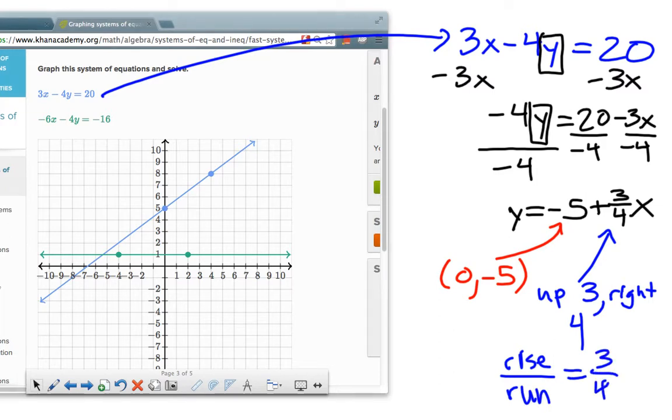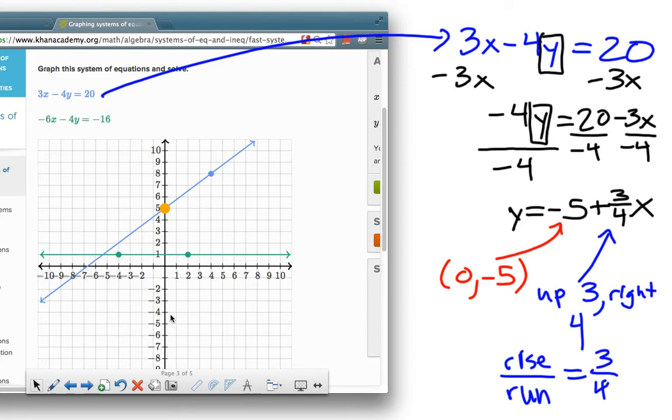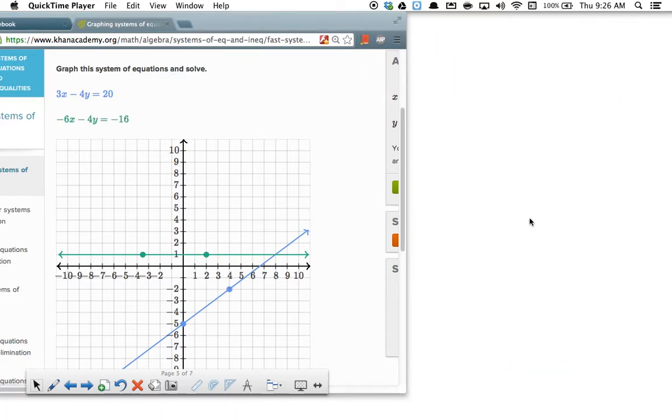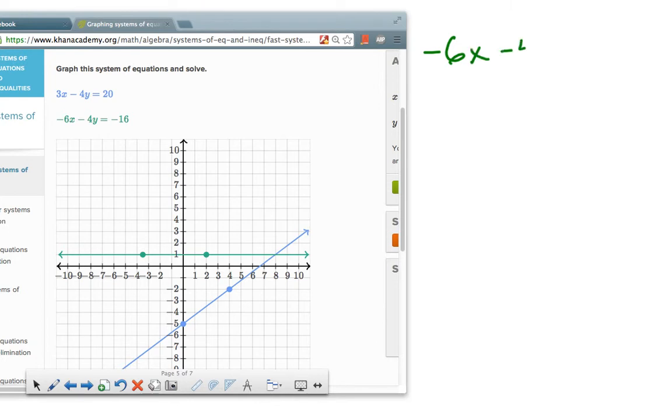And so I'm going to start my line down here at negative 5. There it is. And I'm going to go up 1, 2, 3, over 1, 2, 3, 4. So I've got my blue line graphed at this point. All right, so let's solve the green equation for y now. So I have negative 6x minus 4y equals negative 16.